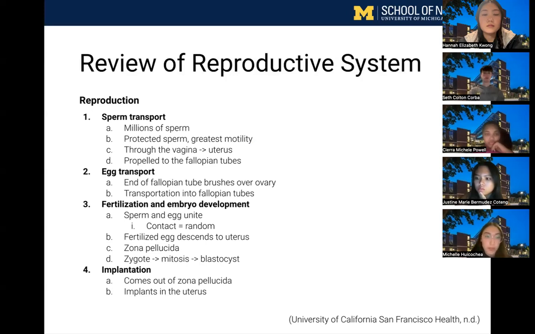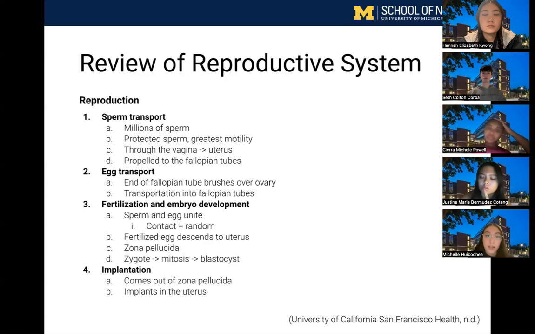So just a quick review of the reproductive process. It includes sperm transport, egg transport, fertilization and embryo development, and implantation. In the sperm transport phase, there are millions of sperm, but not all of them are able to survive in this stage. After ejaculation, sperm are covered in a protective gel that protects against the acidic environment in the vagina. The sperm with the greatest motility, meaning the greatest movement, travel through the vagina to get to the uterus. And finally, they're propelled into the fallopian tubes.